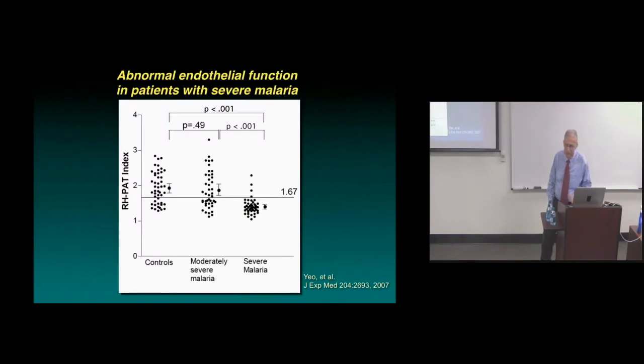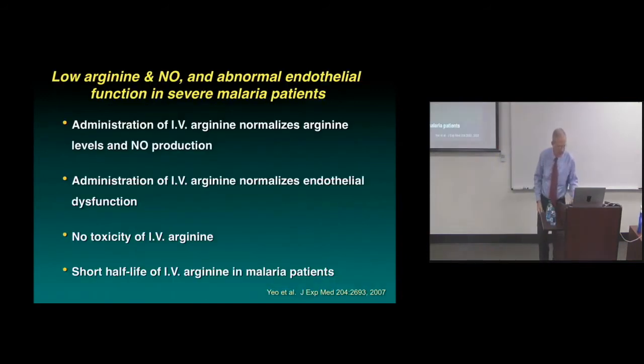And the findings were that patients with severe malaria had very defective reactive hyperemia using that technique that I just showed. They also had very low nitric oxide production, and they measured that in the blood. And then you can also measure nitric oxide with a device where when people exhale their breath, you can measure nitric oxide in that. So the people had low nitric oxide.